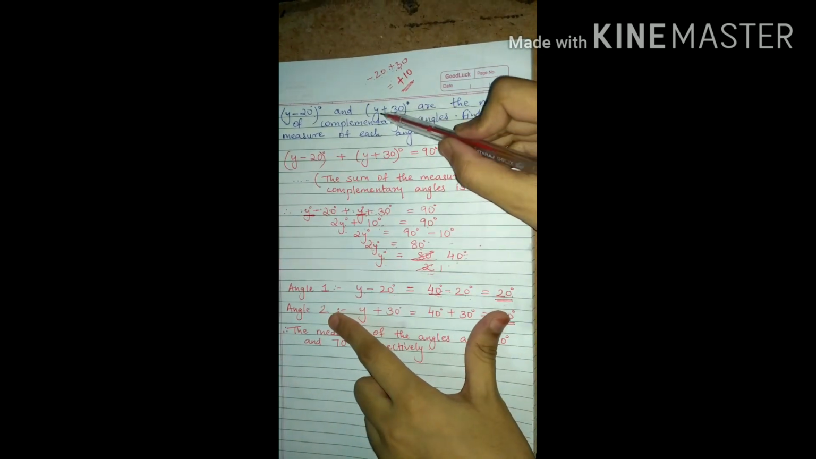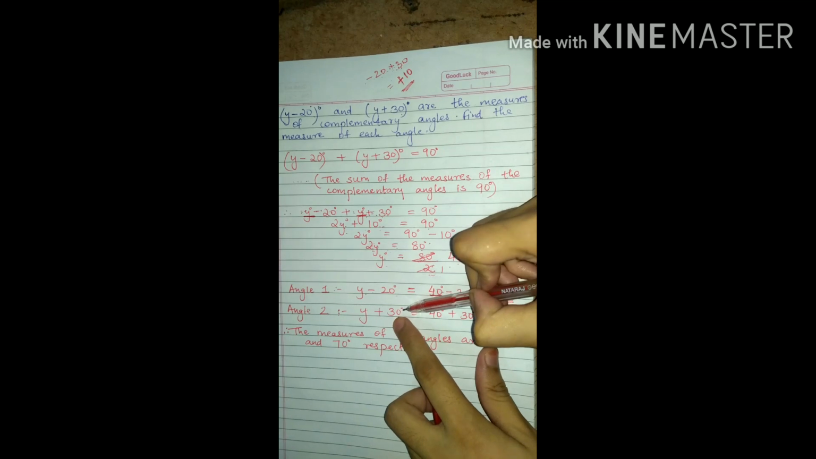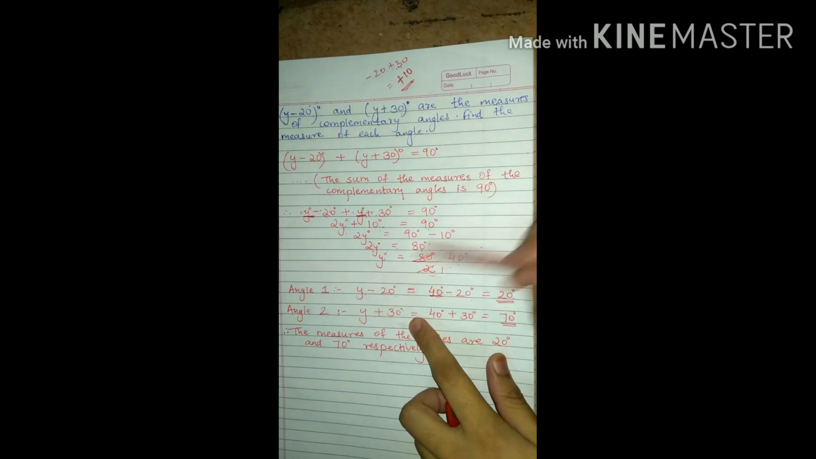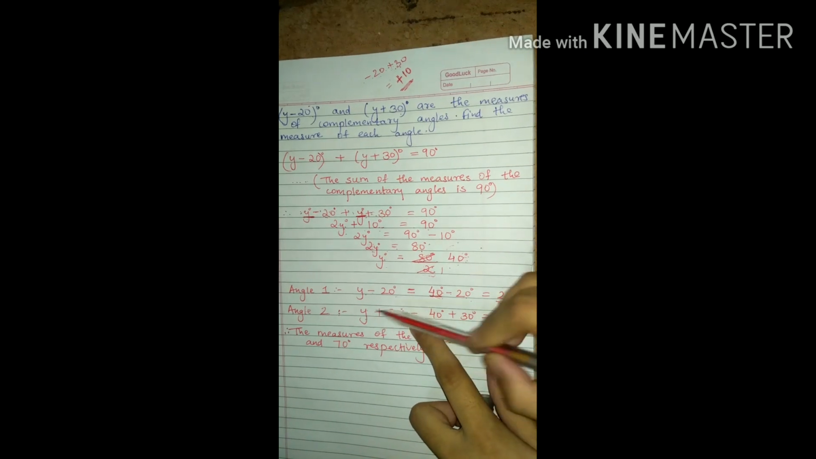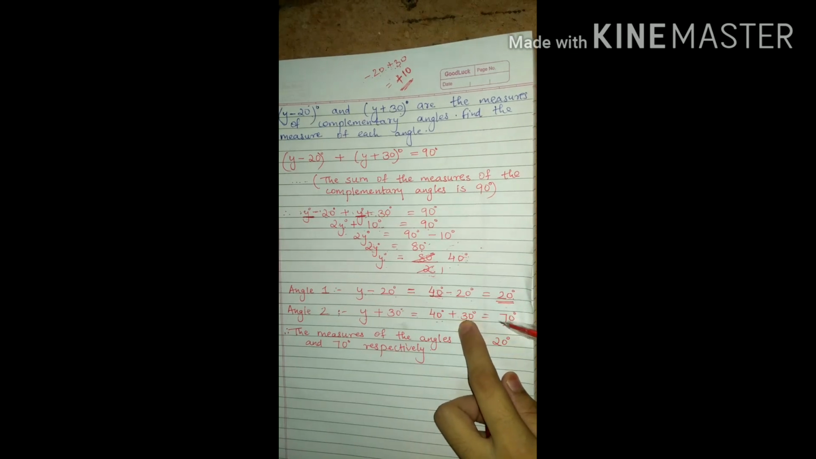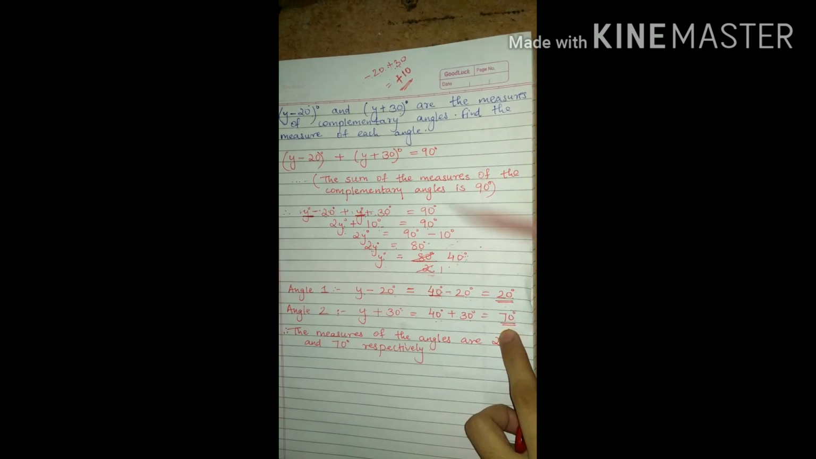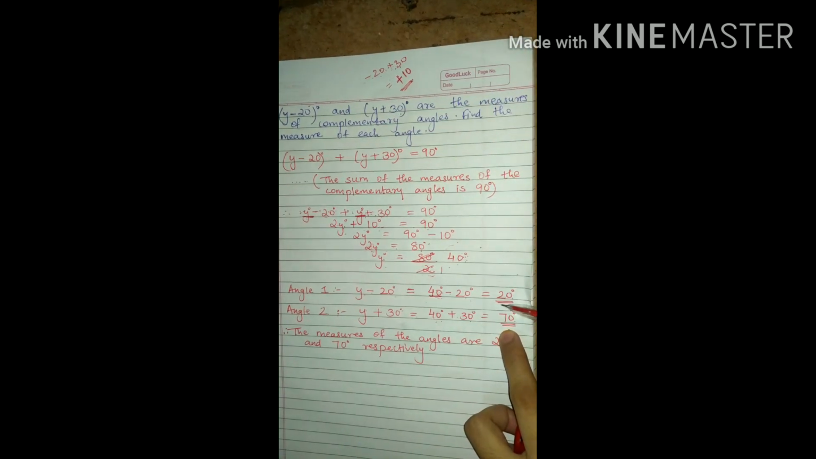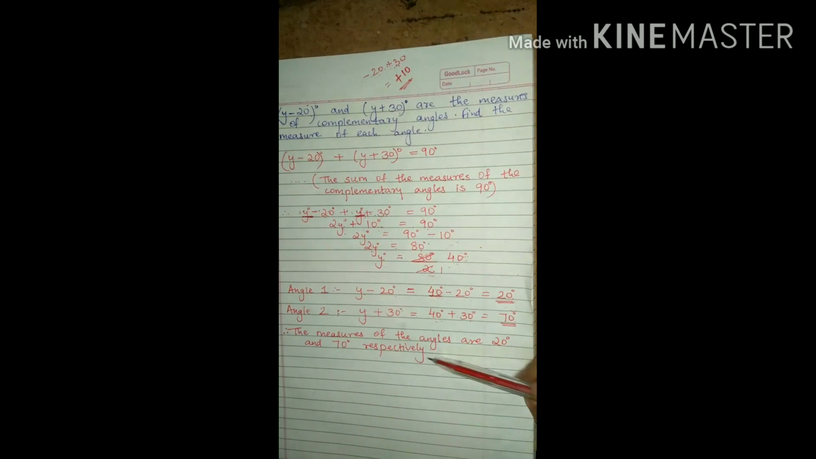Now angle 2. What is angle 2? Y plus 30 is angle 2. And y, we got how much? We get y as 40 degree. So in place of y, what we will write? 40. 40 plus 30 degree is how much? 70. So this angle comes out to be 70 degree. So the measure of angles are 20 degree and 70 degree respectively.